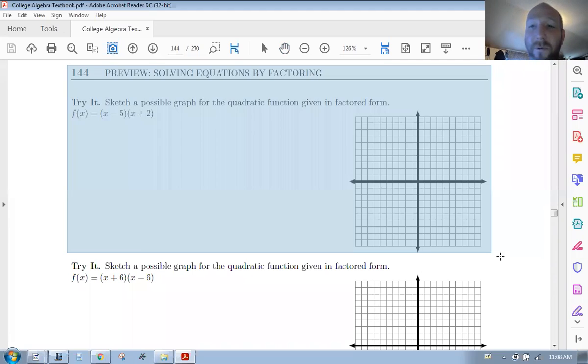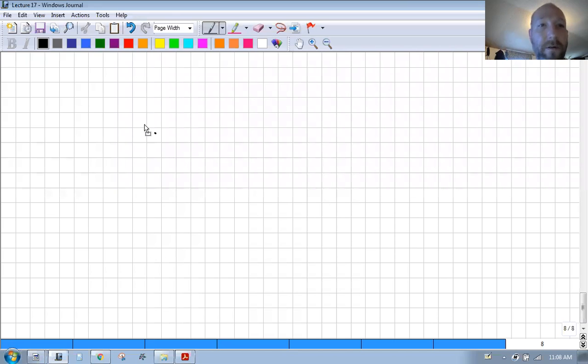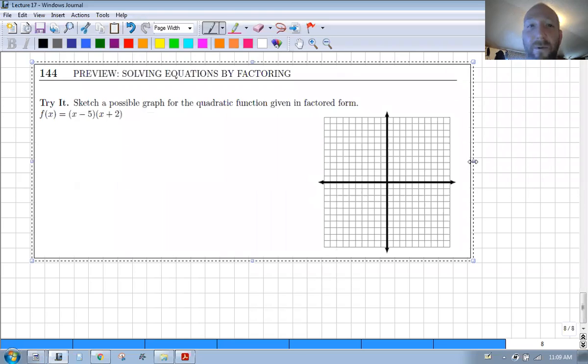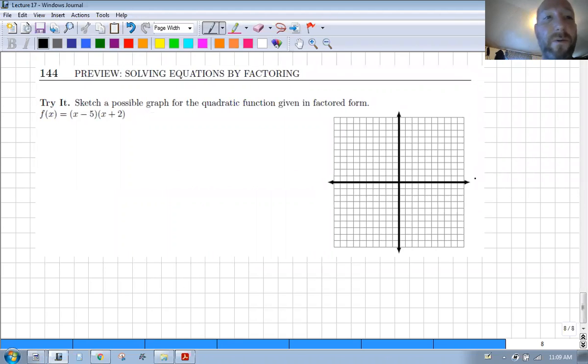So page 144. Sketch a possible graph for the quadratic function given in factored form. Looking at this, we can tell its zeros, right? If you plug a 5 in, you get 0. So 1, 2, 3, 4, 5. All right, right there. That's (5, 0). That's one of the roots. The other one, if I plug a -2 in, I get 0. So at -2.